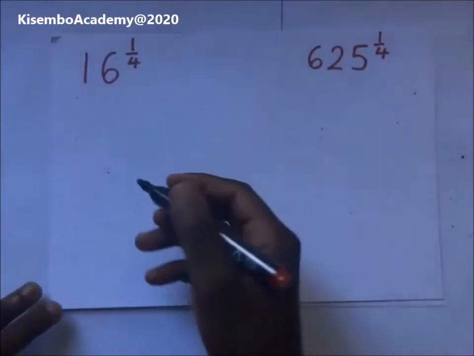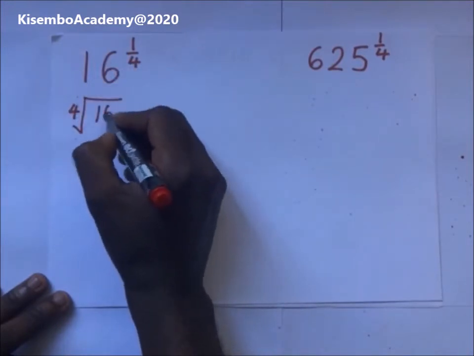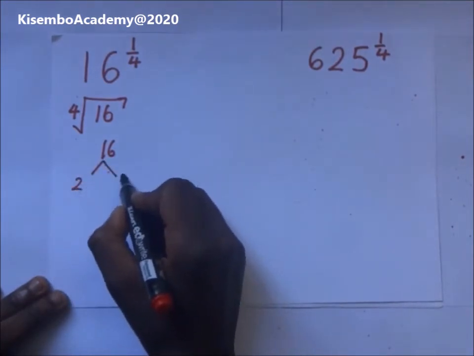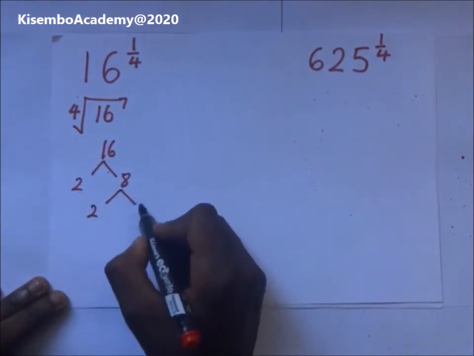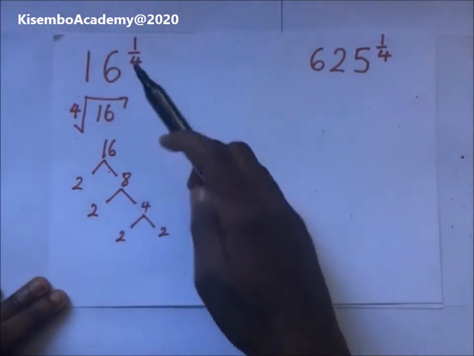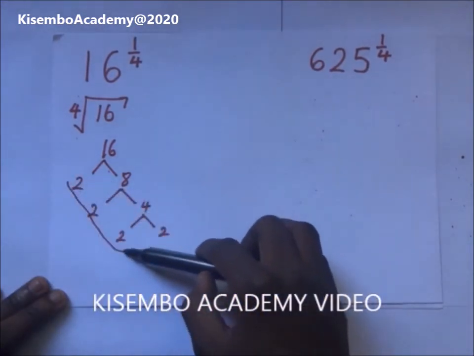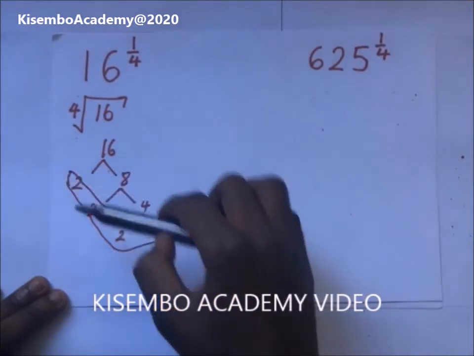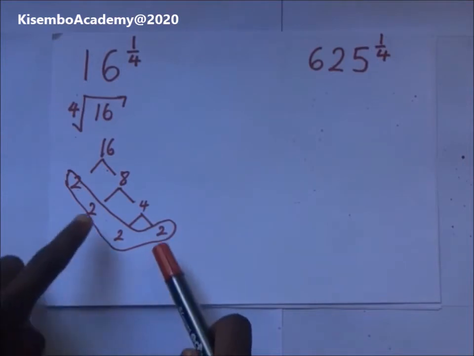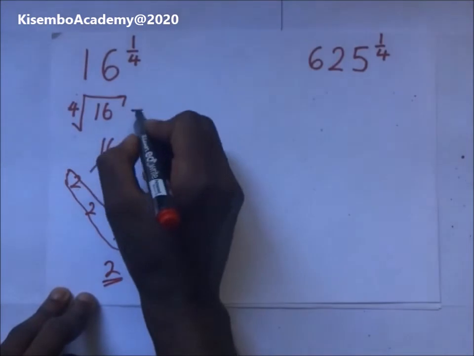16 to the power quarter, same story. This means it's going to be the fourth root of 16. So to get the fourth root of 16, by 2, we have 8. By 2, we have 4. By 2, we have 2. So since we're looking for the fourth root, we group these factors in groups of 4's. So we have 1, 2, 3, 4. We group these 2's all in groups of 4's. And when you group them in groups of 4's, we pick one number from each of those groups. Here we only have one group, so we pick one number. And when we pick one number, it is 2. So it means the answer here is 2.